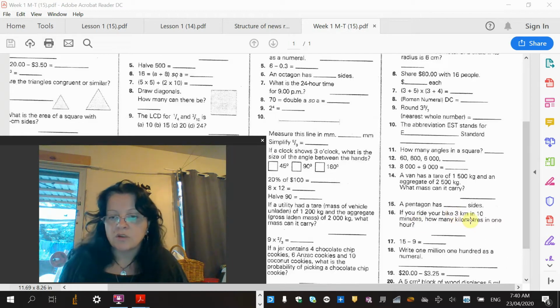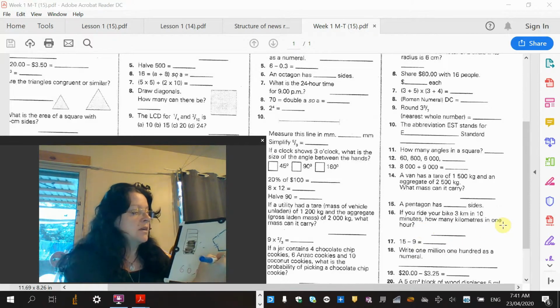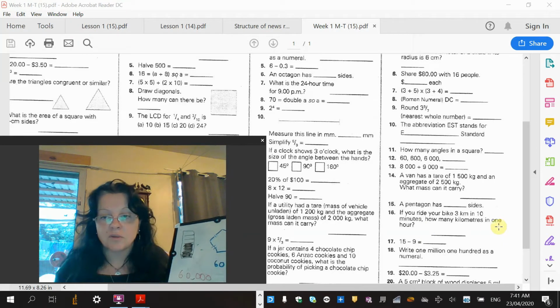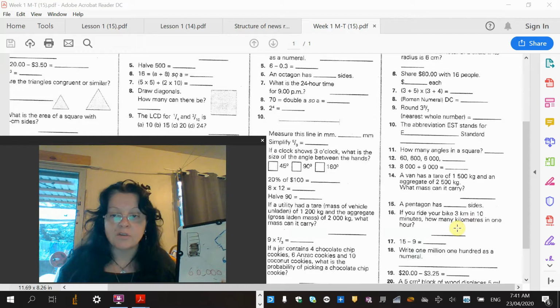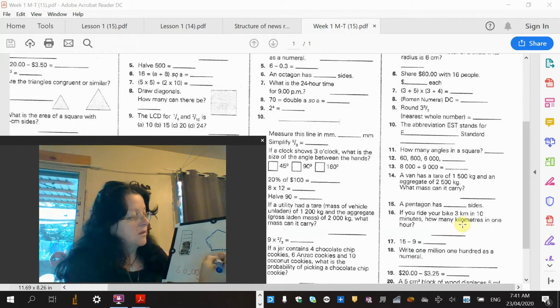If you ride your bike 3 kilometres in 10 minutes, how many kilometres in 1 hour? Now, because it's telling us 3 kilometres in 10 minutes, we have to use the same conversion. So we've got to convert 1 hour to minutes. So then that becomes 60 minutes. So if we rode 3 kilometres in 10 minutes, how far are we going to ride in 60? And we say 3 times 6, because there's 10 minute lots in 60, so 6 times 3, and the answer is 18 kilometres.